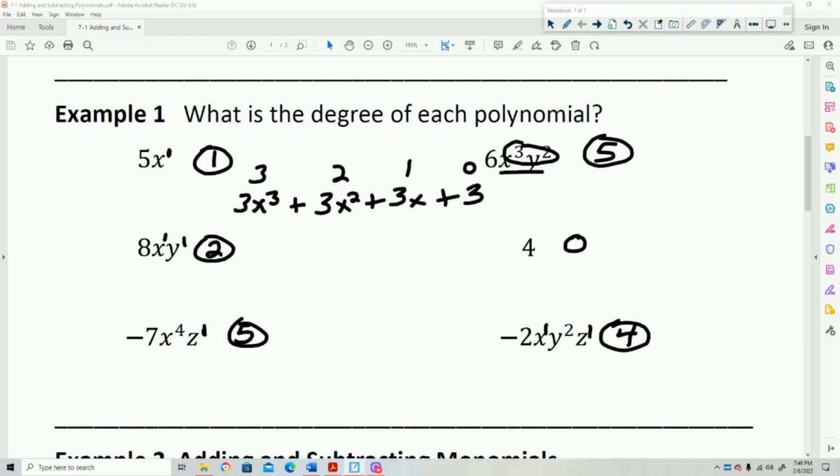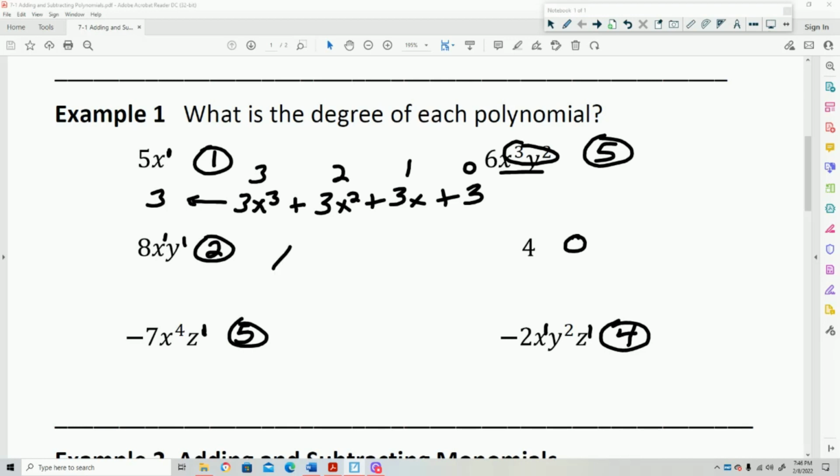So we say the degree of the polynomial is the largest out of all of these. So we would say the degree of the polynomial is actually 3. So when you have more than one term you're looking at, you find the one that's the highest degree, and that's the degree of the polynomial.